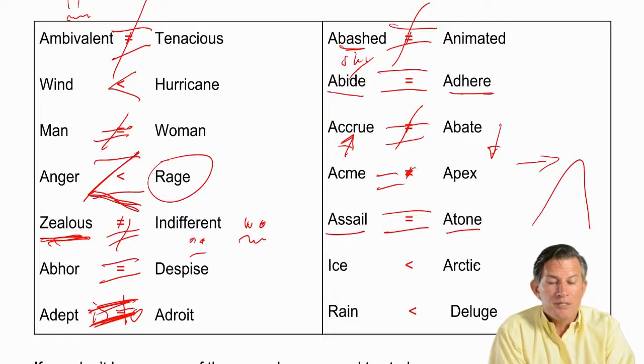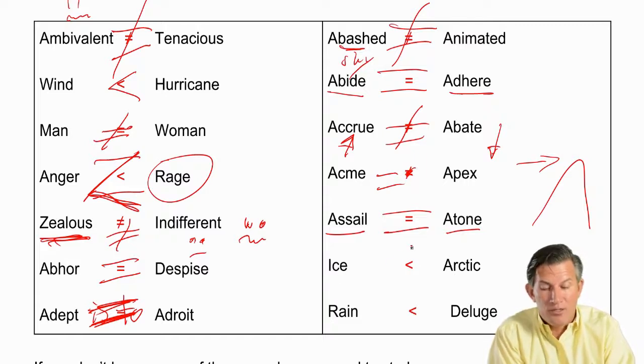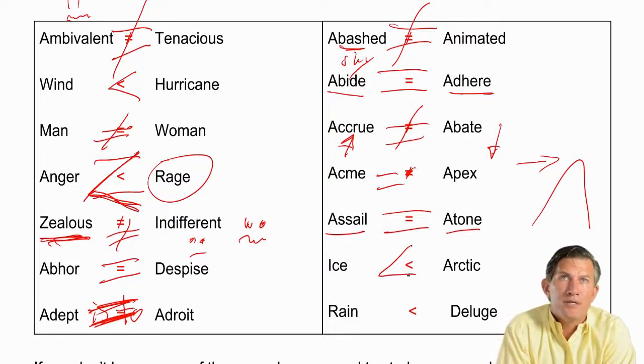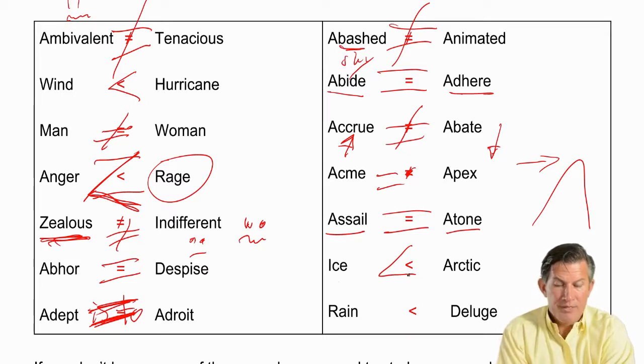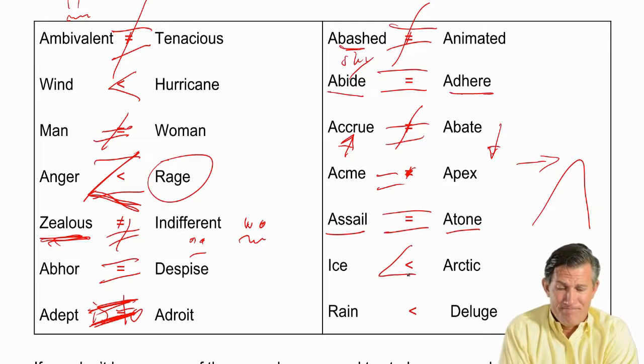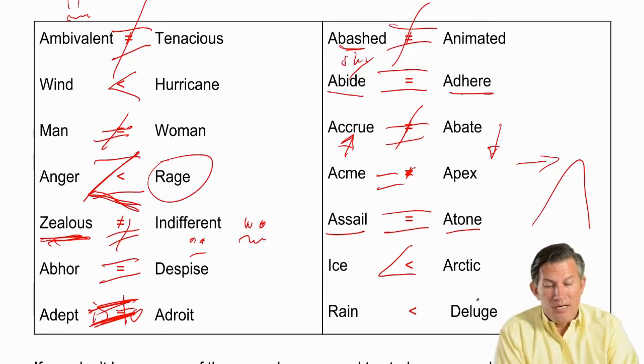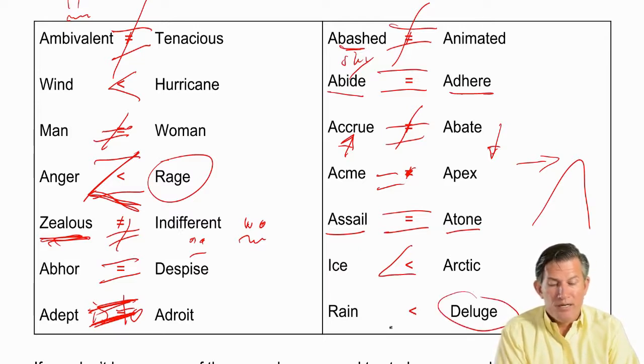Ice, okay, we know what ice is, but Arctic is like where there's a lot of ice, so I would put this as greater. It doesn't really say how much ice, but global warming, there's less of it now, right? I'm sorry. It's our fault. Okay, rain, we know what rain is. You might not know what deluge is, but are they related? They must be. This actually means a lot of rain, okay?